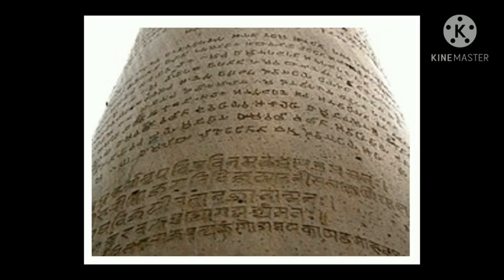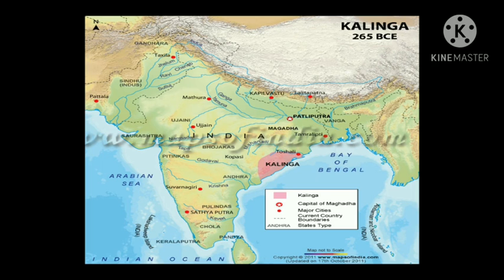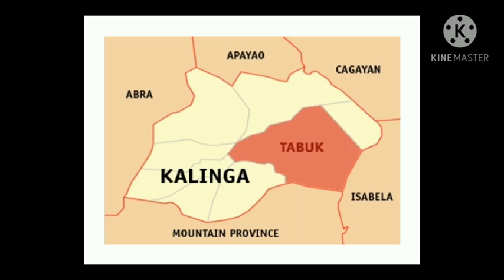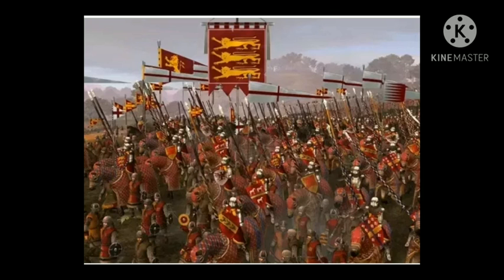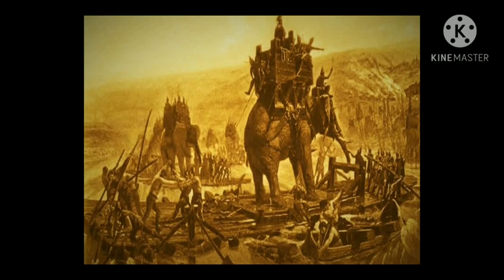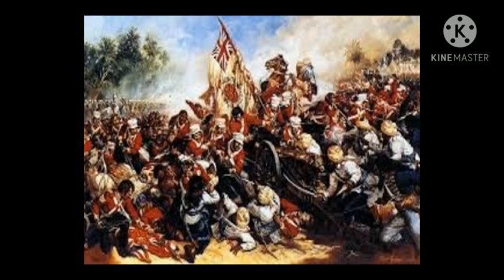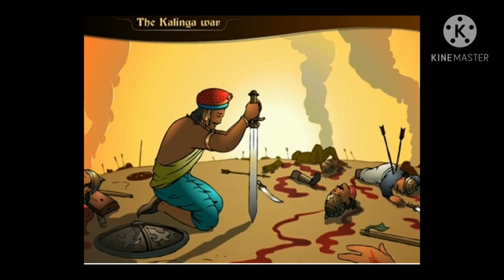One of the important matters related to Ashoka is the Kalinga War. Kalinga is the ancient name of coastal Orissa. Ashoka fought a war to conquer Kalinga, and he won the war. But he was horrified by the violence and bloodshed caused by war. So he decided not to fight any more wars.